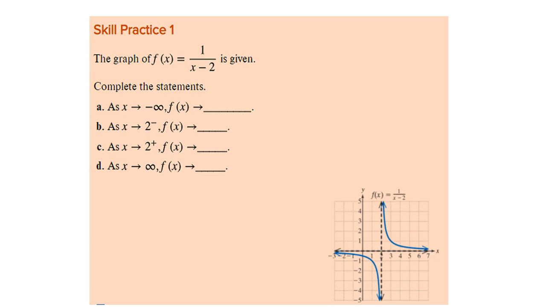We can do the same thing here with this example. As x approaches negative infinity, all the way out here, this function is going to approach 0. As you approach 2 from the left, this thing is going down, so it's going to give us negative infinity. As we approach 2 from the right, positive infinity. And then as x goes to infinity, the function goes to 0.